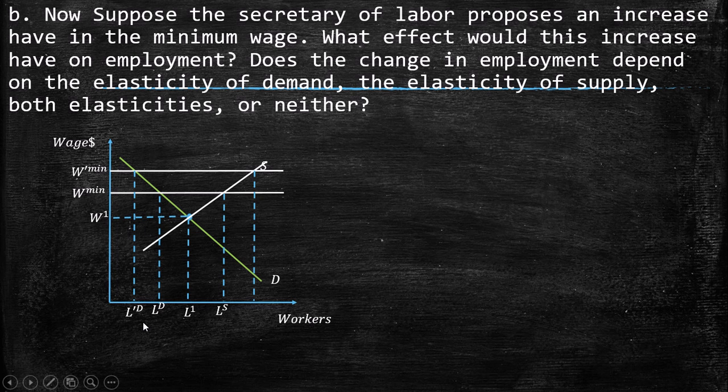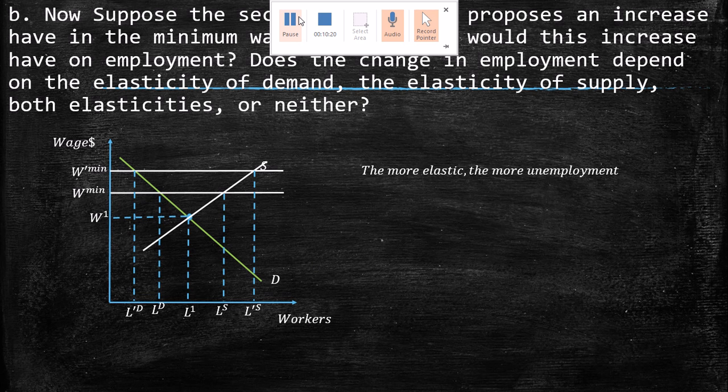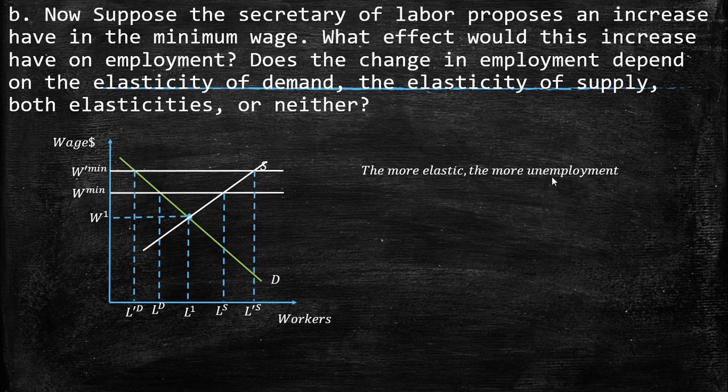On the other side, we have the L prime S, which is the people that desire to work at this wage. They are much more numerous because of the higher wage. They have a lot of incentive to work. So the more elastic, the more unemployment. Why? Because there is going to be more distance. Remember, when it's more elastic, the curves are flatter. So the more elastic, the more unemployment, because there is more distance between these two. Remember that unemployment is measured by the difference between the labor supply minus the labor demand.